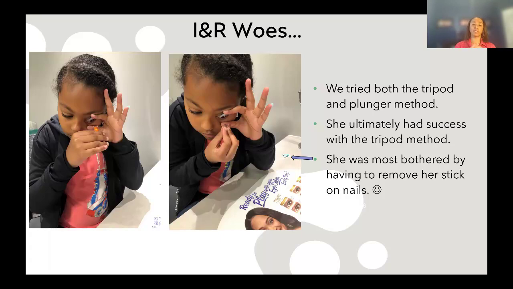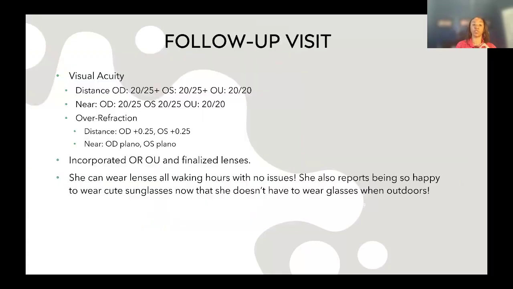And the way we were able to get this lens on is her parents helped her hold her lids, and she was able to get the lens onto her eye eventually. Now, many years later, she's able to do it completely by herself, but it took a few tries.